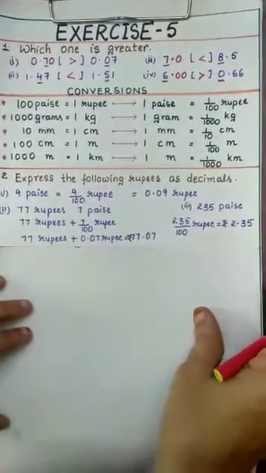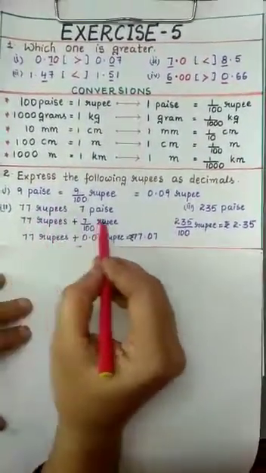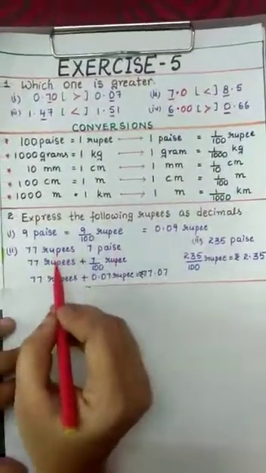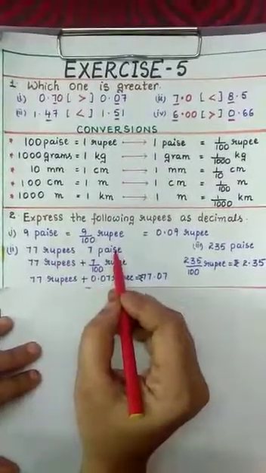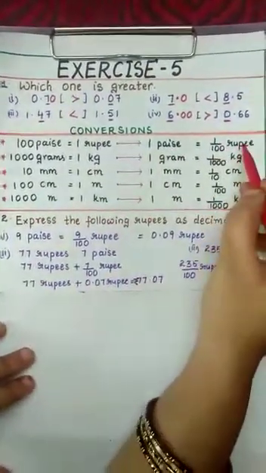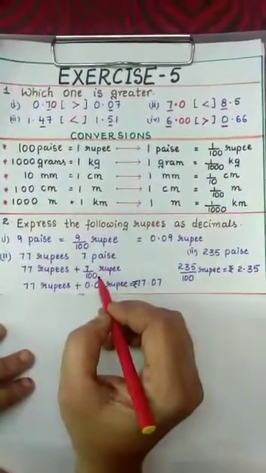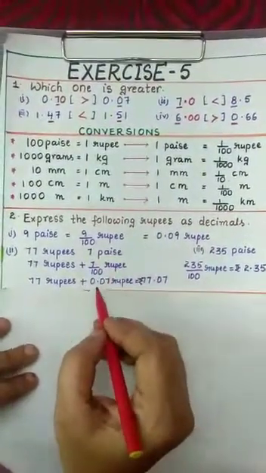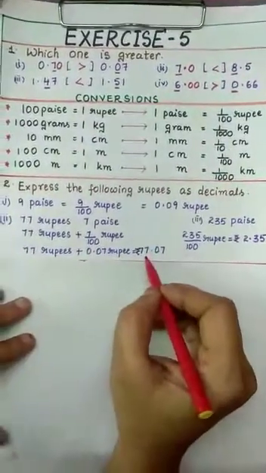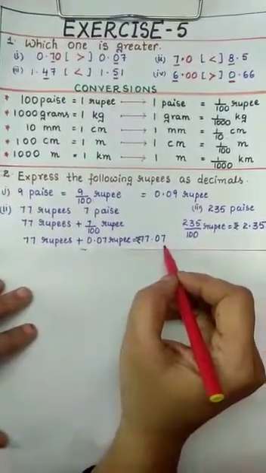Now come to the next one. 77 rupees, 7 paise. So 1 is in rupees and 1 is in paise. You don't disturb rupees, just you change paise into rupees. So as we know that 1 paisa is 1/100th of a rupee, 7 paise is 7/100th of a rupee, decimal form 0.07 rupee. By adding this, we get 77 rupees 7 paise.